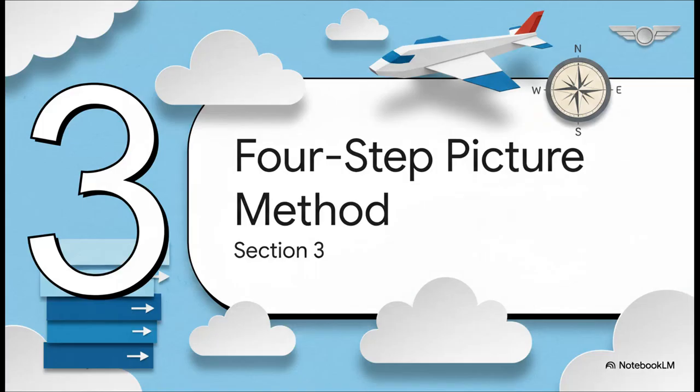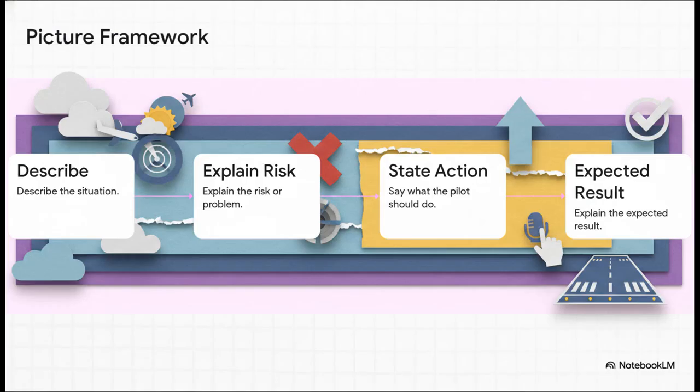Moving on to Section 3, the 4-step picture framework. In part 3 of most exams, describing an image is notoriously stressful. But instead of panicking, you can use this foolproof mental safety net. Don't memorize answers, memorize this framework. Step 1, describe the situation. Step 2, explain the risk. Step 3, state the action. And Step 4, explain the expected result. This exact flow pretty much guarantees a logical, comprehensive narrative right on the spot every single time.